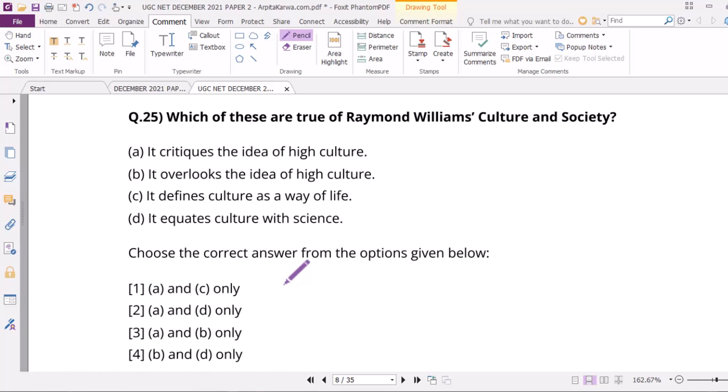Okay, and now we definitely know कि A बिल्कुल correct answer है, तो we are left with 1 and 2. Now we have to see whether C और D में से कौन सा correct है. It defines culture as a way of life and it equates culture with science. It does not equate culture with science. वहाँ पर जो विलियम्स हैं वो define करते हैं culture को, that culture is a way of life. Okay, so A and C, that means number 1. This particular number 1 here is the correct answer.